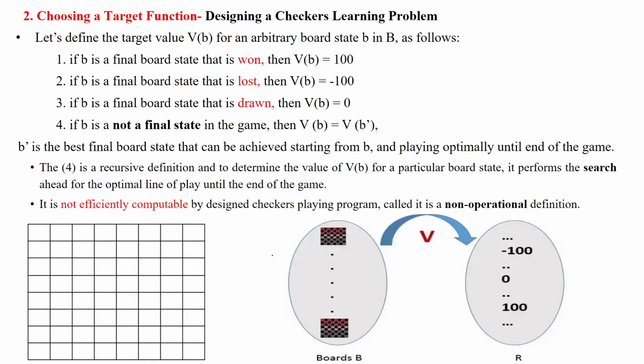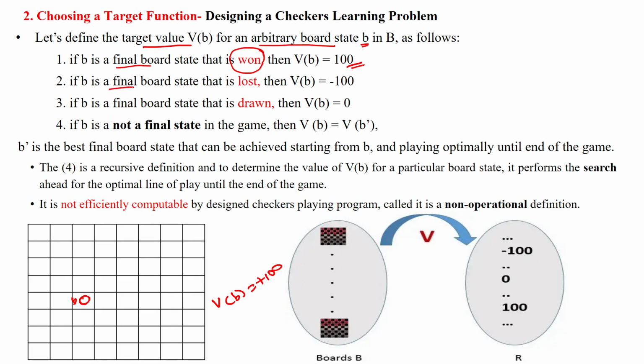For example, here we have the target function value V of b for an arbitrary board state. Suppose this is the board state we are considering, for which we use the variable small b. If the board state is the final board state and the game is won, then we assign V of b equal to 100. A positive value is assigned to the target function, V of b equals plus 100.